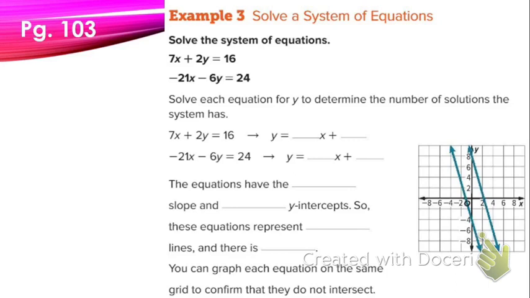One thing that you should be able to do at this point is take an equation and rewrite it in slope-intercept form. So I want you to take this equation right here, the one that I highlighted in yellow, and rewrite it in slope-intercept form. Solve that for y.